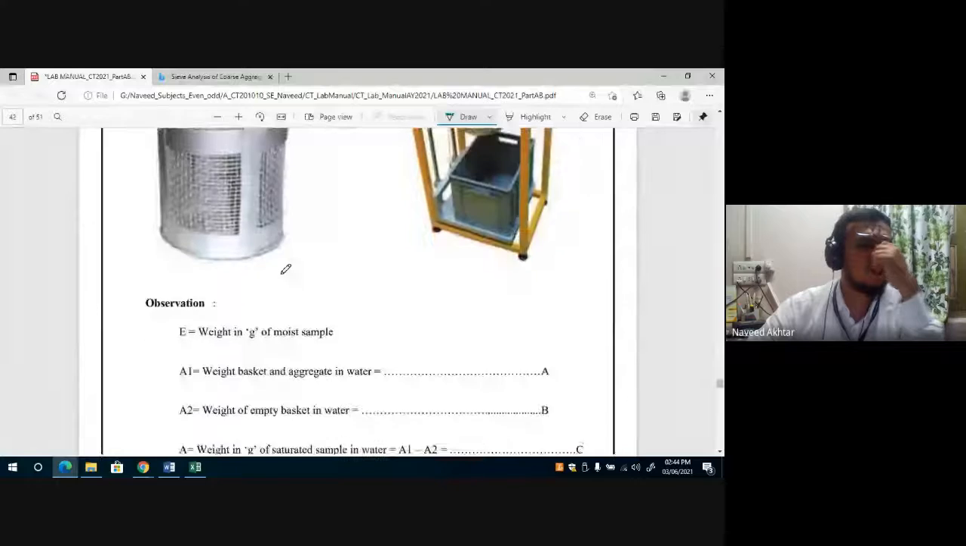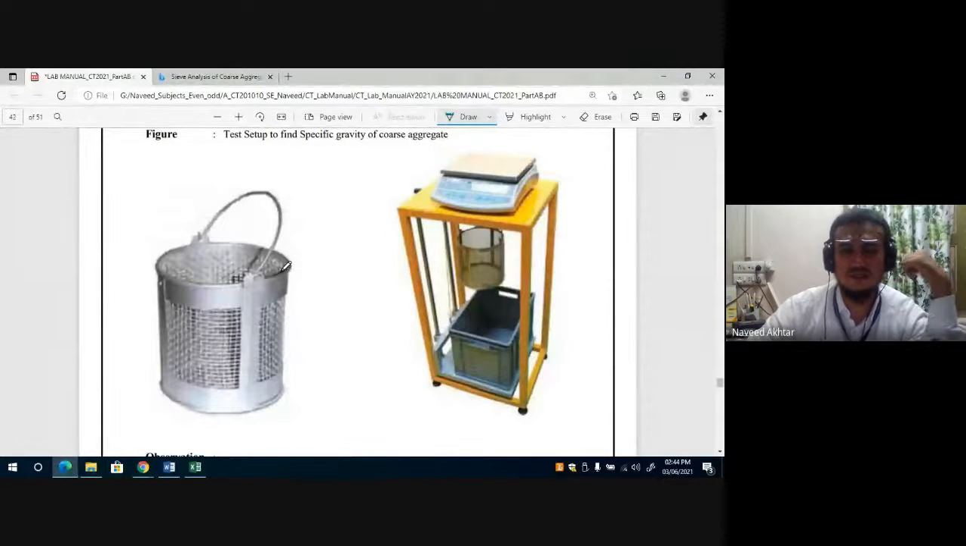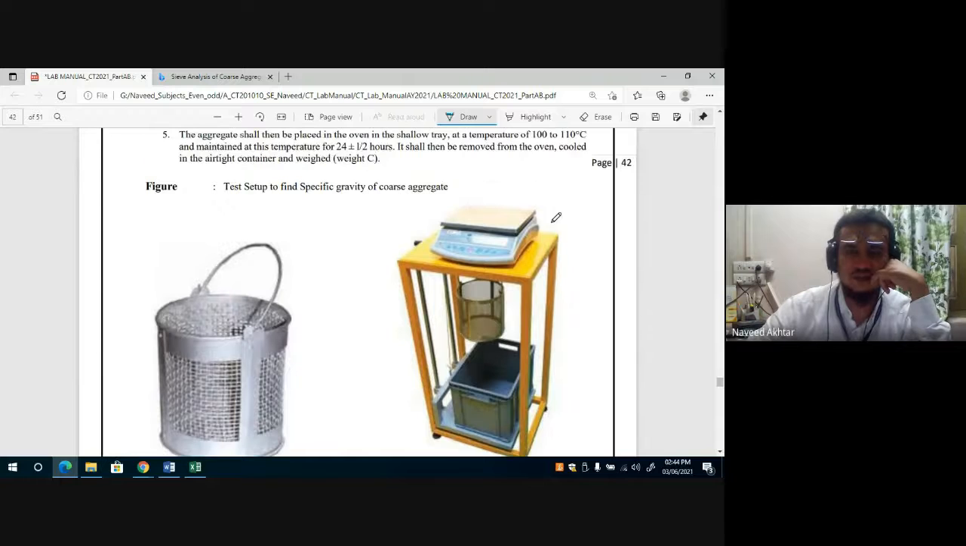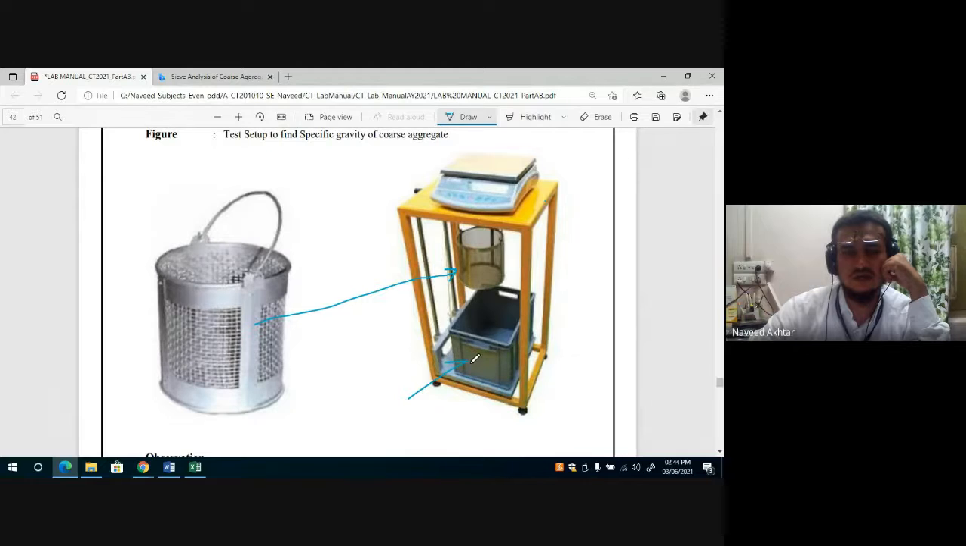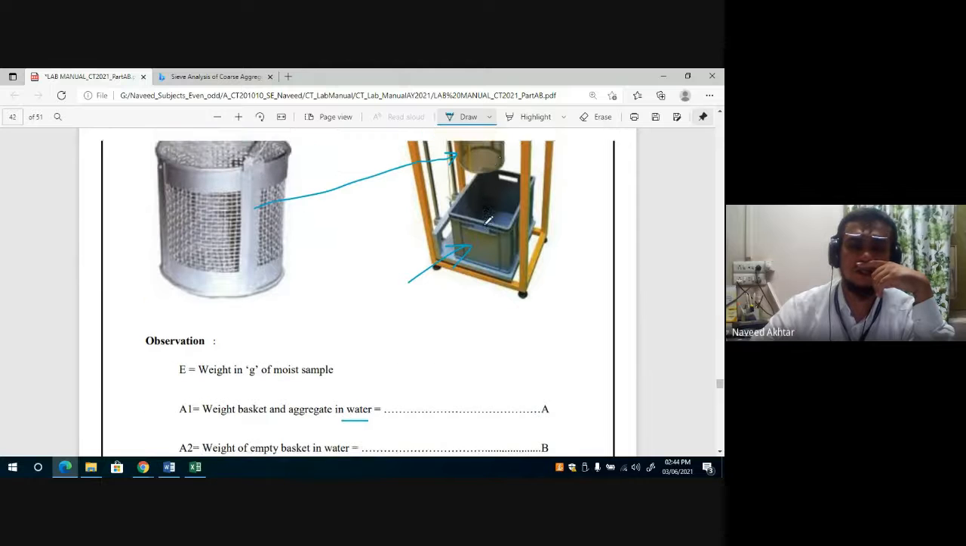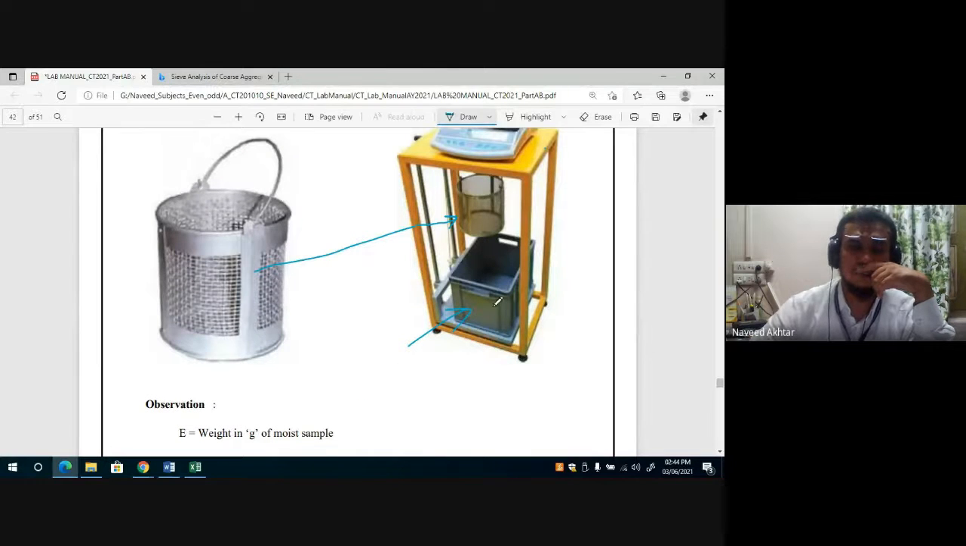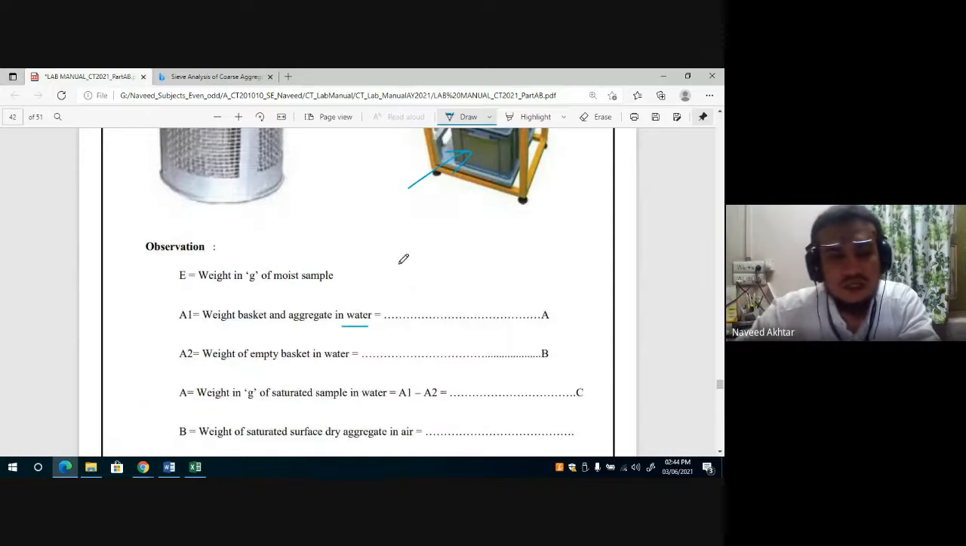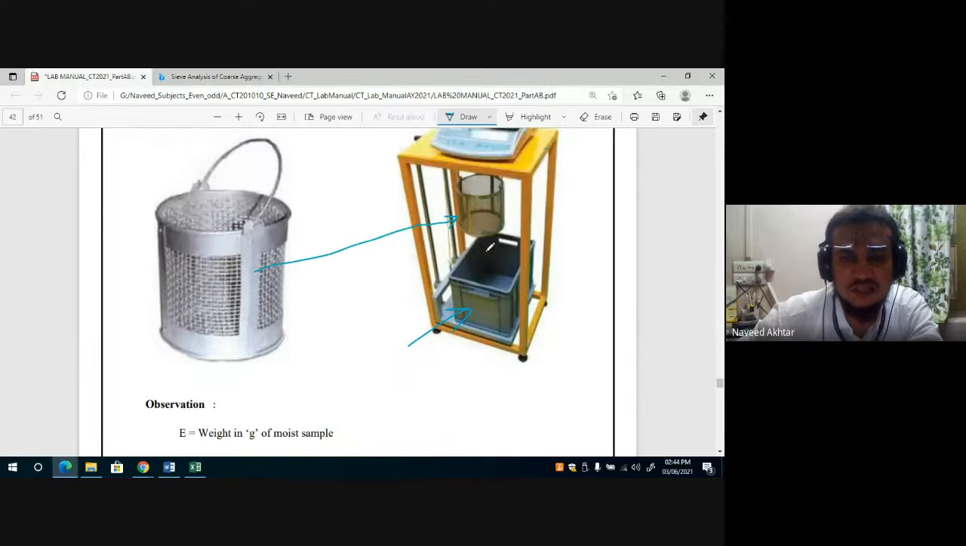Now for this experiment, you need a setup like this. This is a weighing balance with rope, and this is the wire basket suspended from the weight machine. This is the bucket where the water is put, because the sample should be immersed in water. The weight of the empty basket in water also has to be taken, which is why the basket is required with the water.